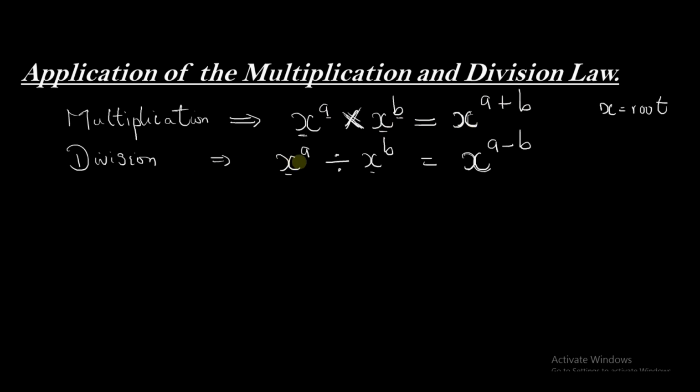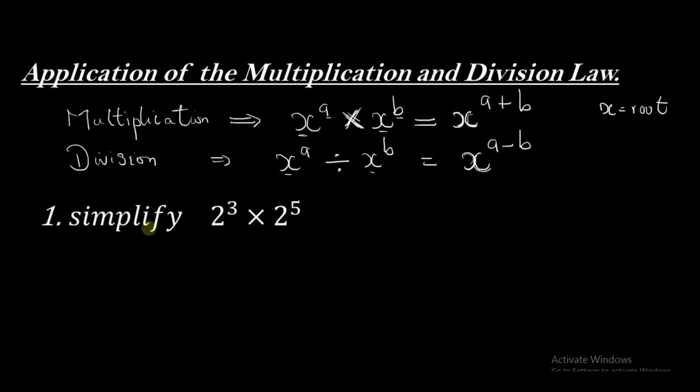Then the division law states that x raised to the power a divided by x raised to the power b is equal to x raised to the power a minus b. So x is the root number here in these indices. What you need to do is pick one of the x and subtract the powers. So the division law states that x raised to the power a divided by x raised to the power b is equal to x raised to the power a minus b. So let's look at example 1.